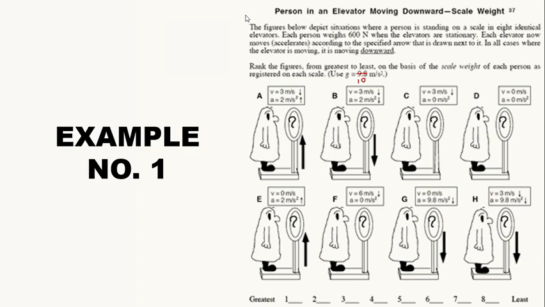Rank the figures from greatest to least on the basis of the scale weight of each person as is registered on each scale. And you can use that the acceleration of gravity is equal to 10 meters per second squared. Right, so the scale reading gives us the normal force acting on each person. So we're looking to see who has the biggest and smallest normal forces. Now, the greater that the normal force is, the greater the net force is in the upward direction. And per Newton's second law, the net force is equal to the mass times the acceleration.